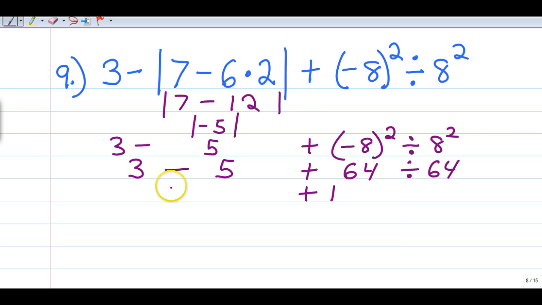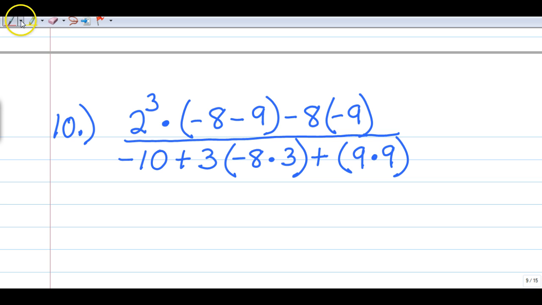So we now have the problem, 3 minus 5 plus 1. Moving left to right, 3 minus 5 creates negative 2. Carry down that plus 1. Negative 2 plus 1 is negative 1.